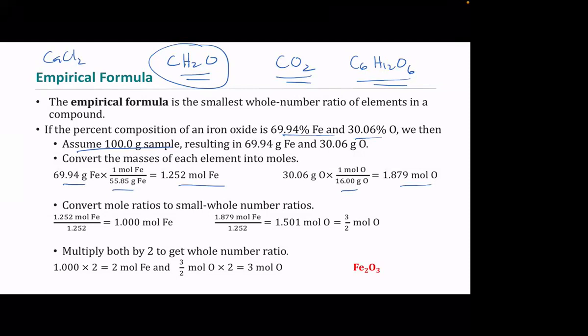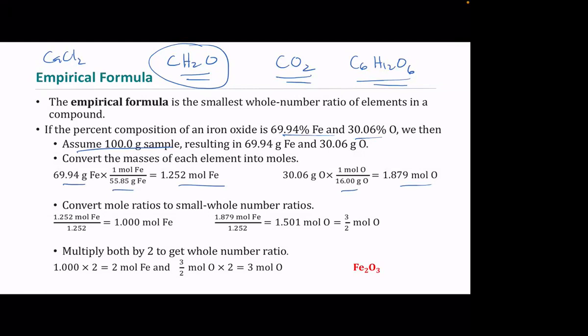So there's going to be a certain percentage of hydrogen in water. It doesn't matter if I have a liter of water or a gallon of water, right? So the easiest thing to do is assume a 100-gram sample. Your percentages then become masses, right? So now we have 69.94 grams of iron and 30.6 grams.